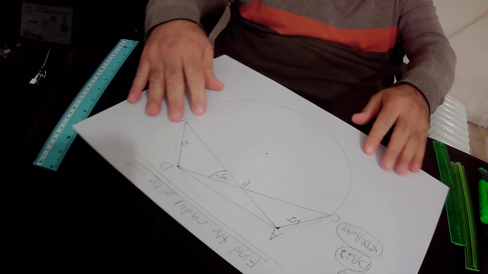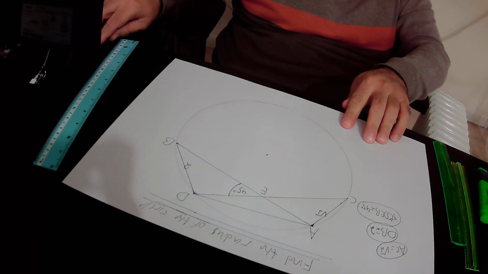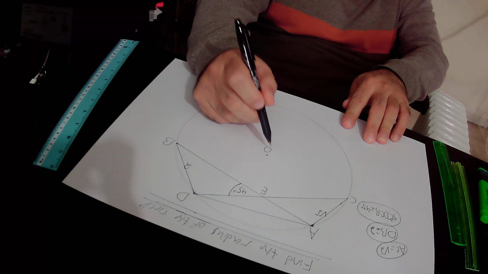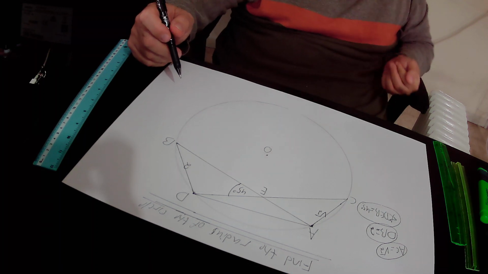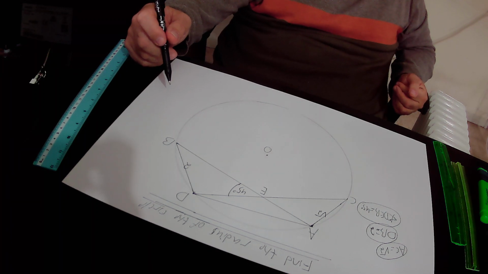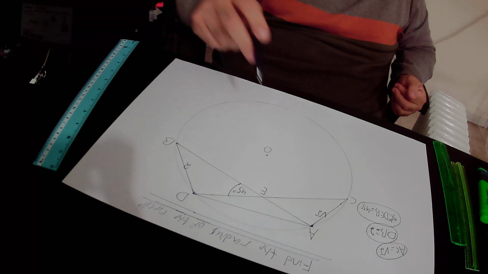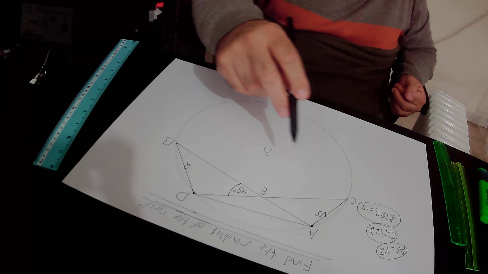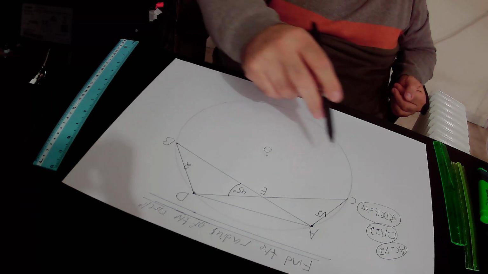So, we define the center of this circle. This point is point O. We join together points O and B, points O and D, points O and A, and points O and C by a straight line.